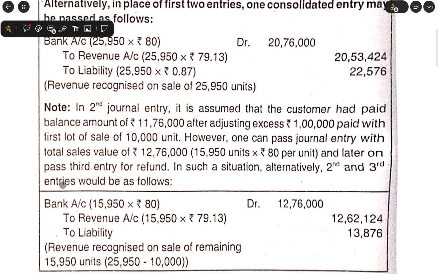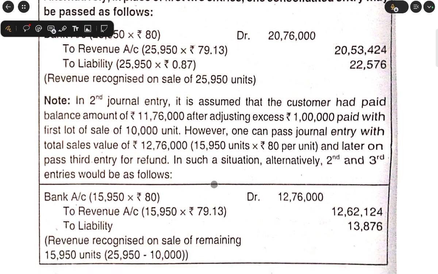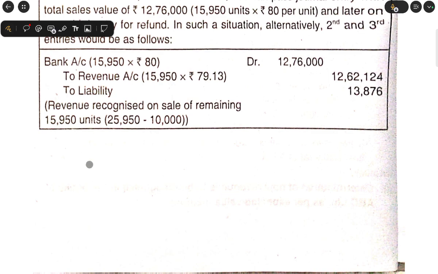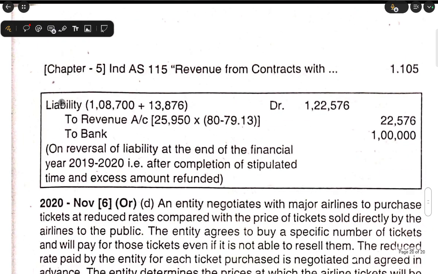Later on, the third entry is the refund. In this case, the second and third entries will be followed. Bank 80, revenue 79, liability 13,000. And liability to revenue account to bank 1 lakh. Reversal of liability in the last year, after completion of the stipulated time and excess amount refund.